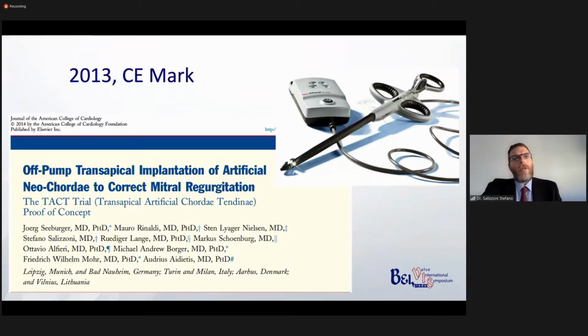So with the first results in 2013, the NeoCore device obtained the CE mark. In 30 patients, technical success was 95%, and at 1 year we had 75% success without reintervention on the mitral valve. There was just one death, for an extracardiac reason.